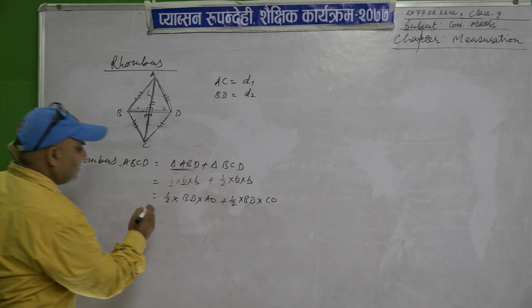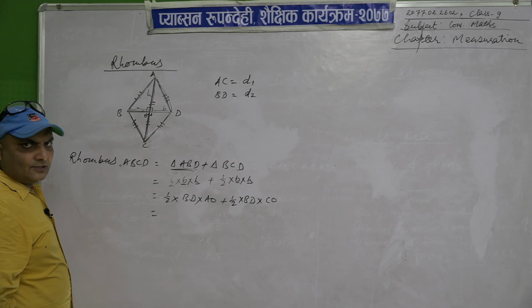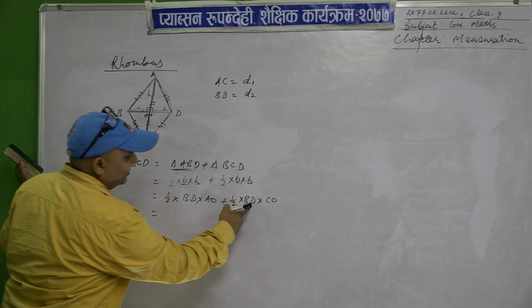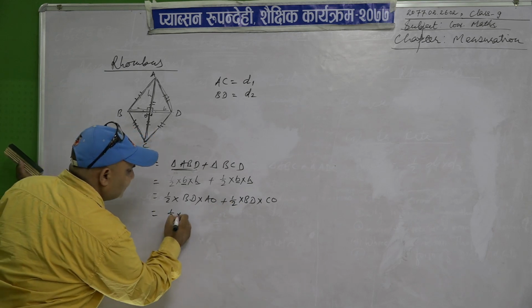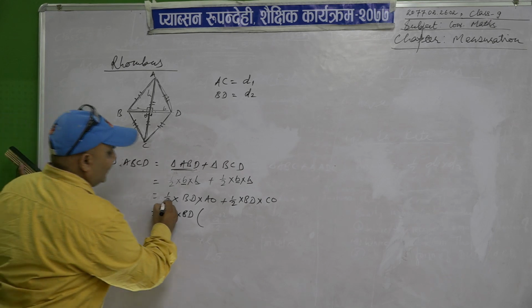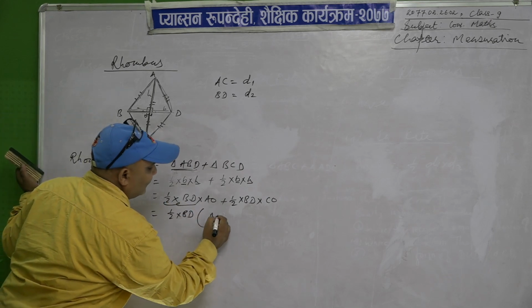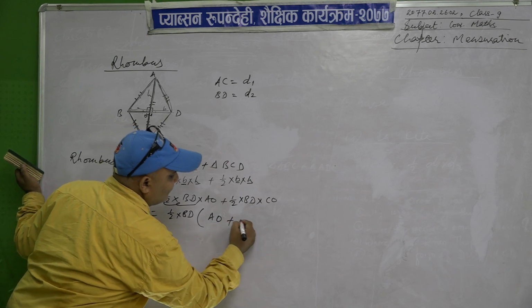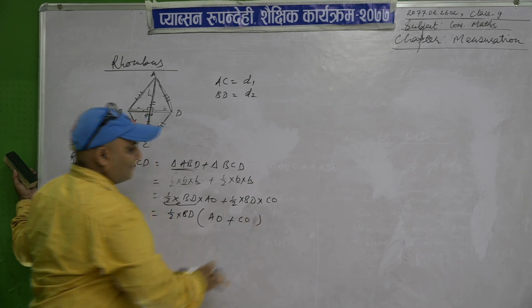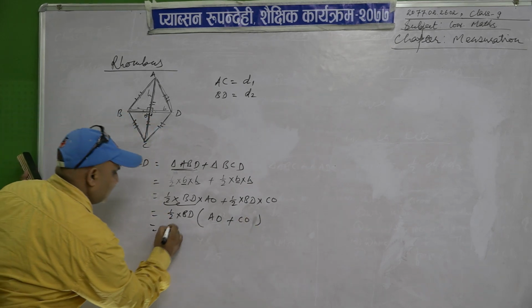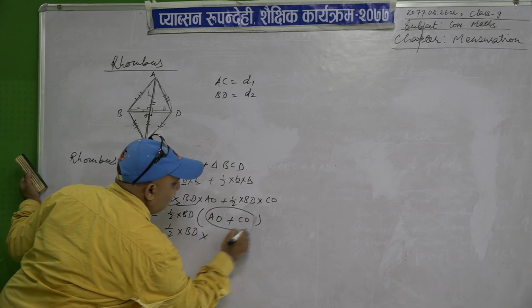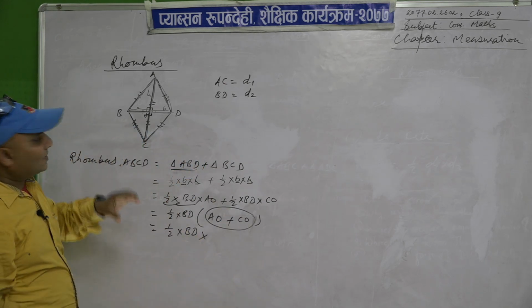Okay. Now, take out what is common here. Here is 1 by 2, here is 1 by 2 also, here BD, here BD also. So, 1 by 2 into BD is common. If we take this common, it remains AO here and it remains CO here. So, 1 by 2 into BD into, now see, we have to add AO plus CO.